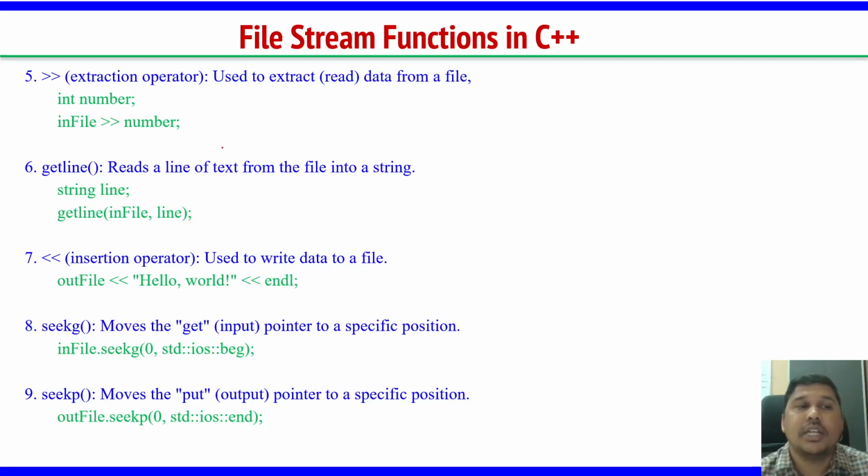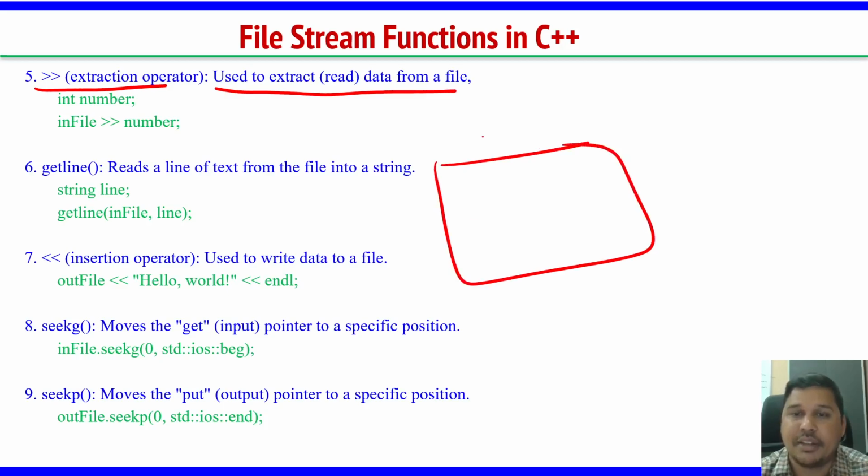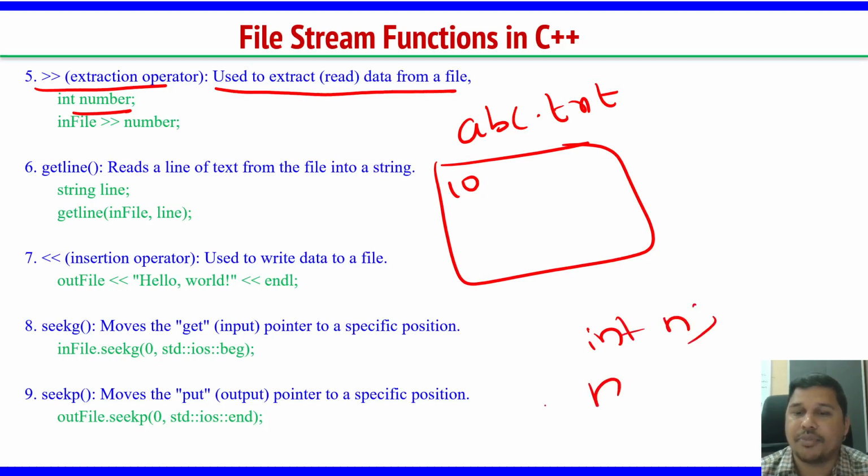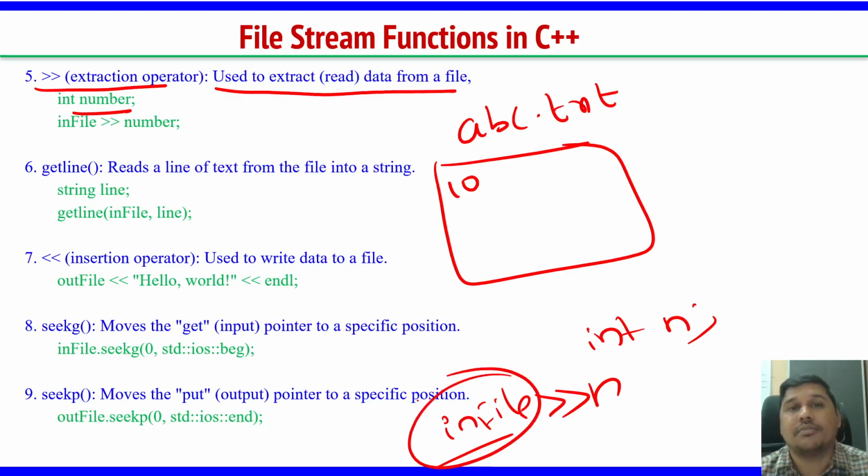Then the next one is the extraction operator. This is again a part of iostream. We have something called the extraction operator. It's used to extract data from a file. There exists a file abc.txt. In this there is a number 10. If you want to extract this number, you have to create a variable. I am creating a variable int n, and in that n you will try to extract it using the object infile. Infile is an object.